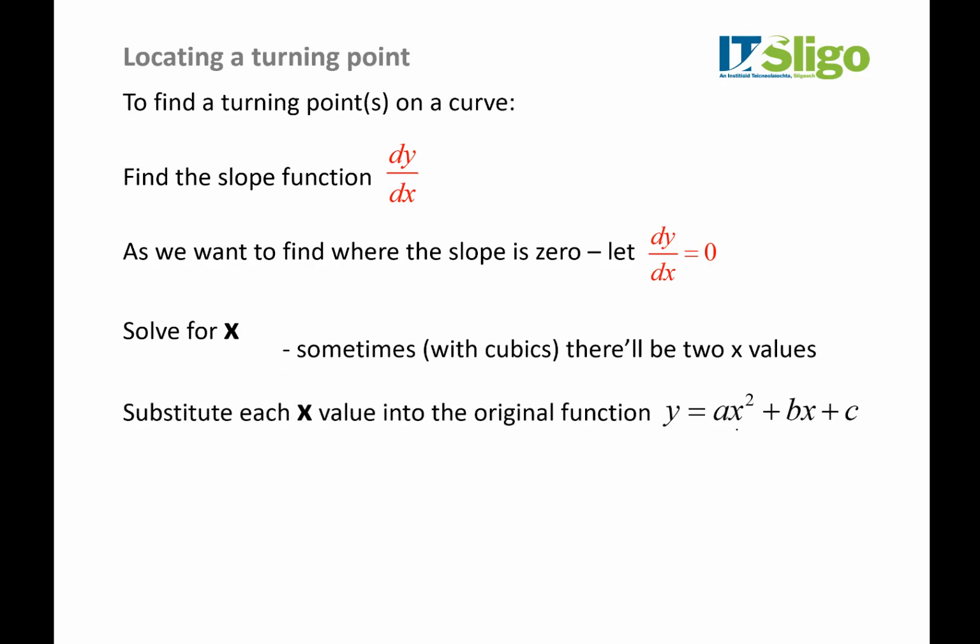Once we know our x values, we substitute each value back into the original function you were given with the question. So once we find x, we want to find y. And if we take a look, what function gives us y? The original function tells us what y is. So we substitute in the x value and solve out, and then we'll be able to find y. Remember, a, b, and c are just constants.